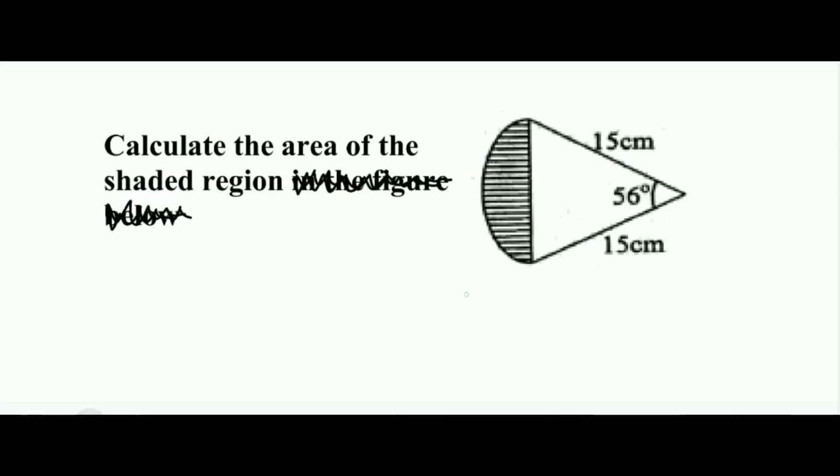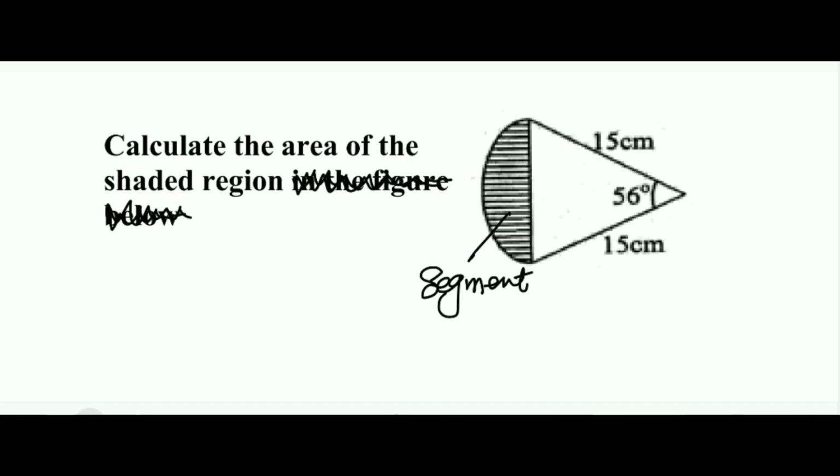How do we find the area of the shaded region? It looks complicated, but there's actually a very simple idea behind this. Now, this diagram was taken out of a circle. It was cut out of a circle. So the shaded region here is called a segment.